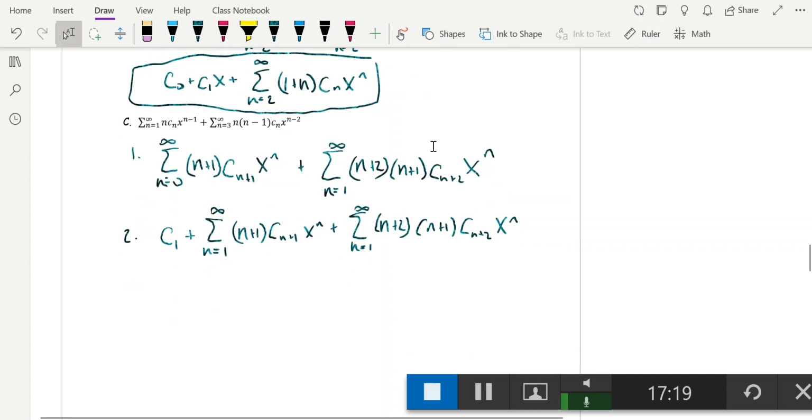All right, and now I'm ready to combine as a single power series. This is C1 plus big old summation sign, n equals 1 to infinity.